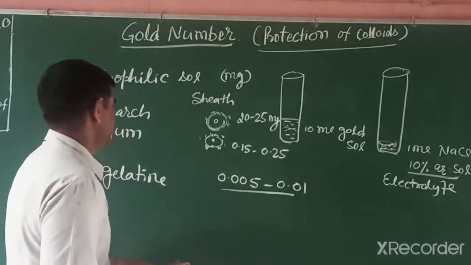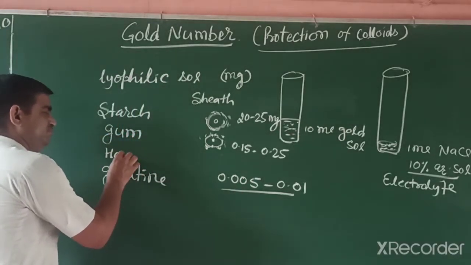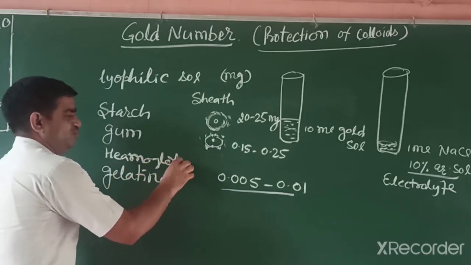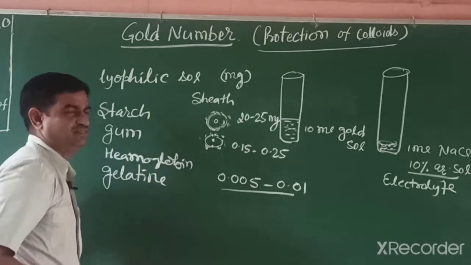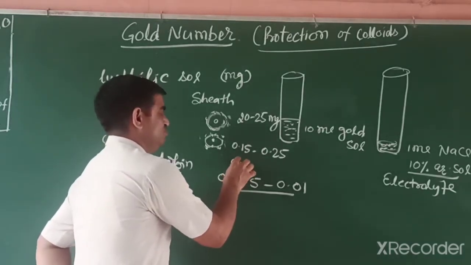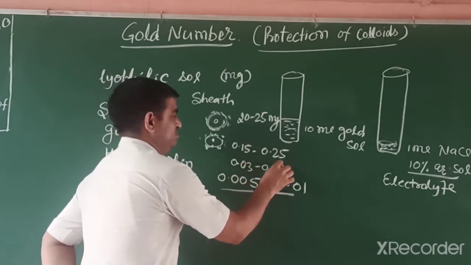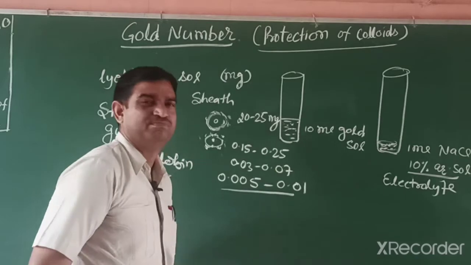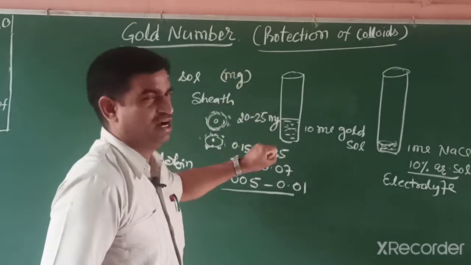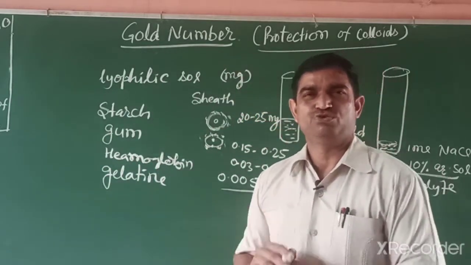Another, we can add hemoglobin also in this. Hemoglobin, we know, is in blood. Its protecting power also is 0.03 to 0.07 milligram. So students, this is gold number. I can explain this milligram again. What is gold number?